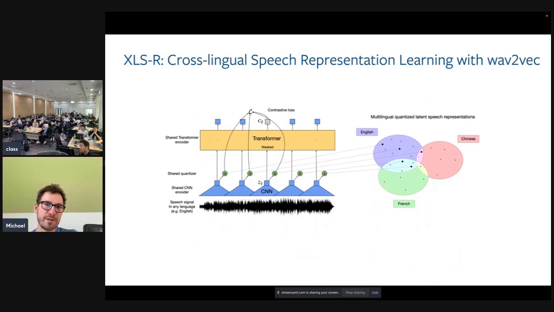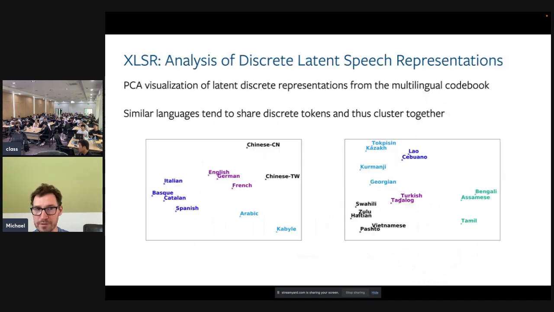When we trained this model, we produced these quantized representations. These are units of speech that you can think of like words, although they only represent about 20 milliseconds of audio. Those units are shared across languages. For example, we have units that we see both in English and Chinese, or both in Chinese and French. We use those units to see how our model shares representations across languages.